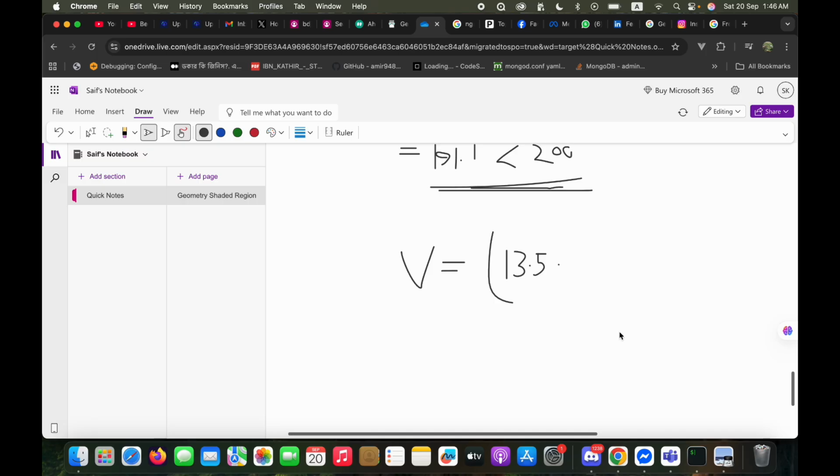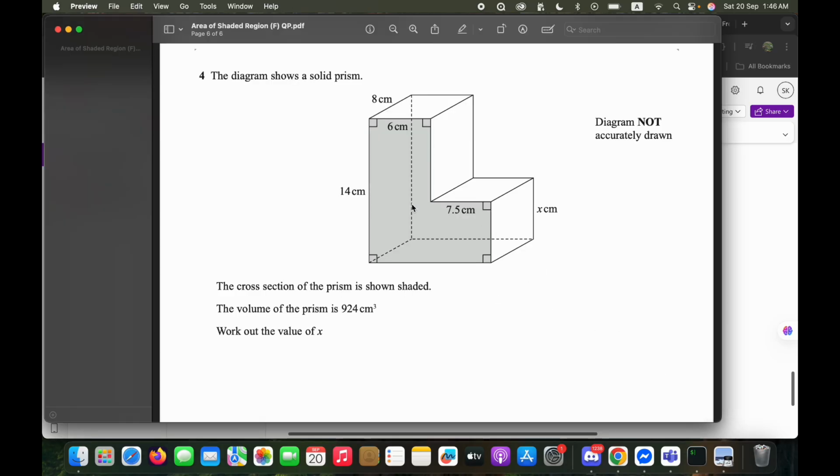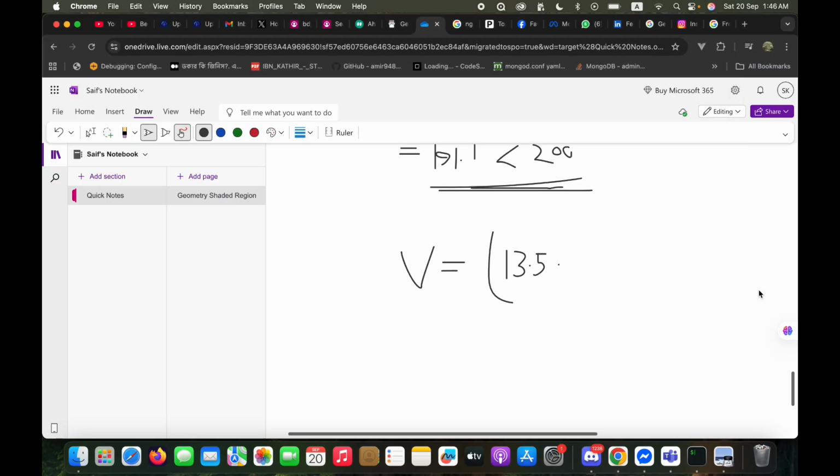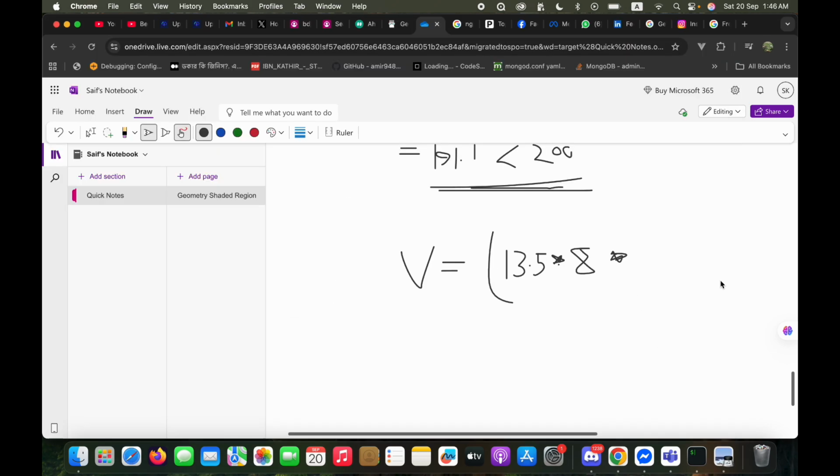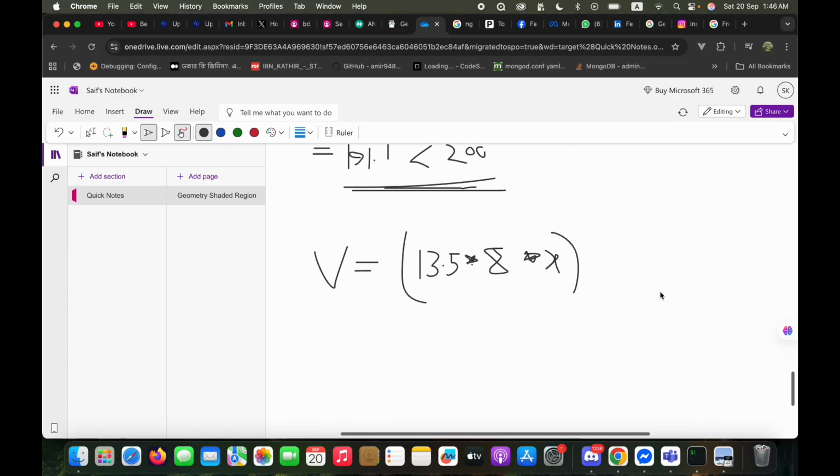multiplied by the width, which is 8. As you can see, this is also 8. So the width is 8, and star, let's just use star to represent multiplication, and then multiplied by the height. The height is what? The height is X. So you have to figure that out.